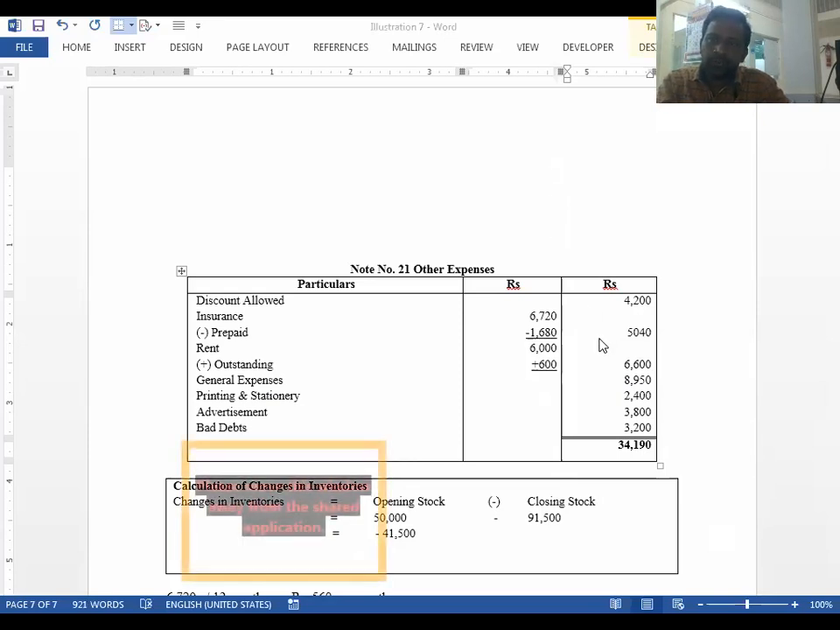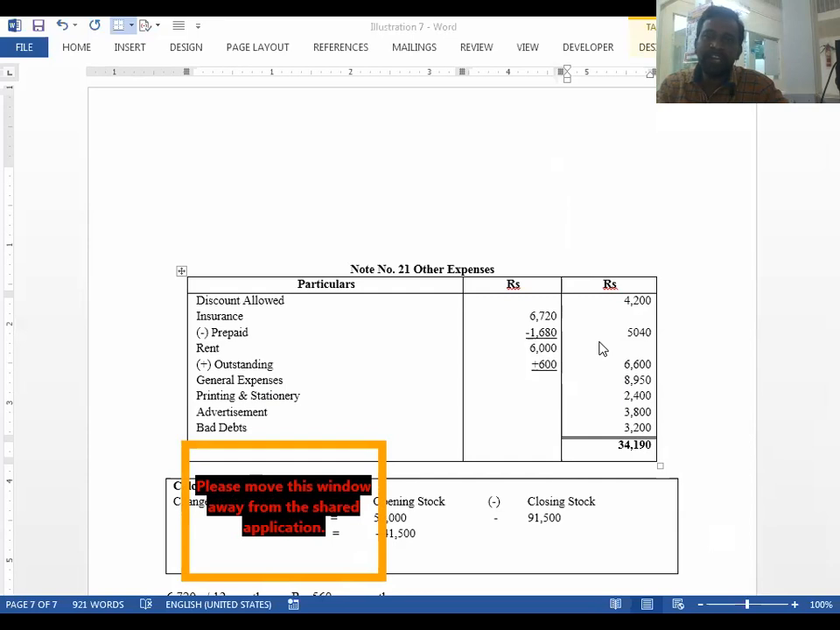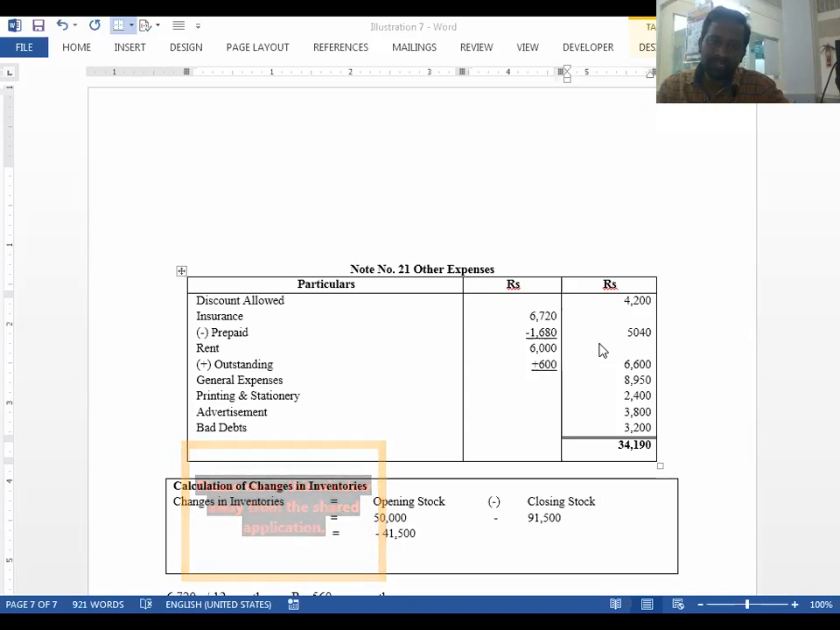Students, you should observe that nearly 25% of the items of the trial balance are related to other expenses. It is a very good thing to notice while solving final account problems. You observed a similar thing in problem number 5, and the same thing is also seen in problem number 6. So focus carefully on this note, other expenses, because a large number of items are related to it.